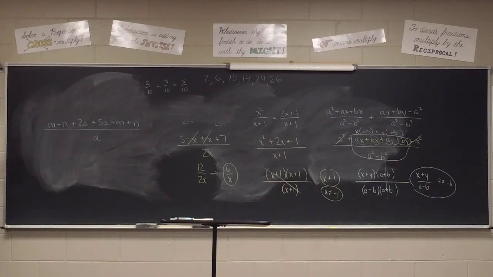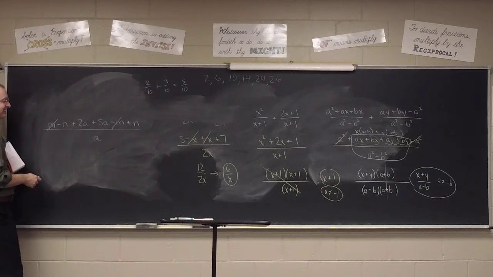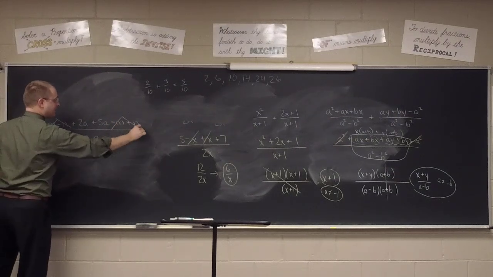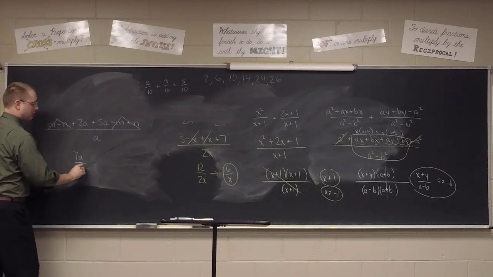All right. So, questions on this with the adding of the inverse. All right. Now it's time to combine some terms. Noah, now that Maddie's doing all the hard work. That's what guys do, let the girls do the hard work. Anyway, the negative m and positive m cancel, and then the negative n and positive n cancel. And then you're left with 7a over a.